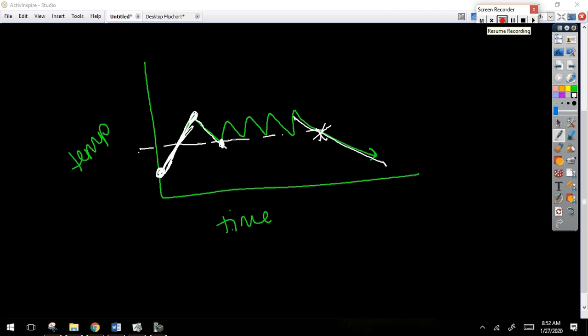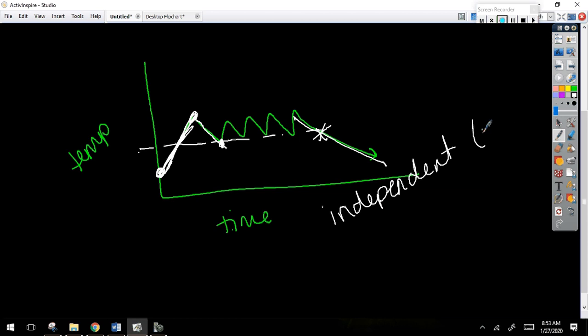All right. Which one, by the way, in this scenario, which one is independent? Time. X and independent always go hand in hand. So if you ever have it on a graph, then you automatically know that independent is X. Questions, comments, or concerns?